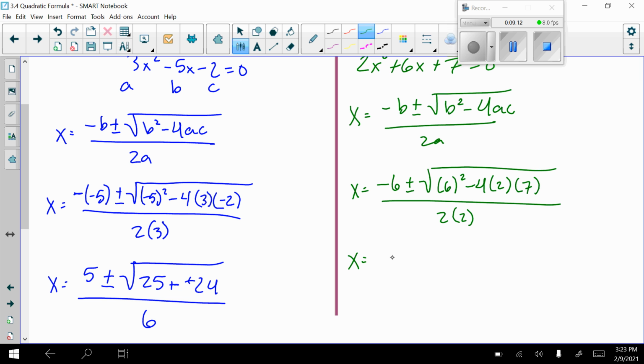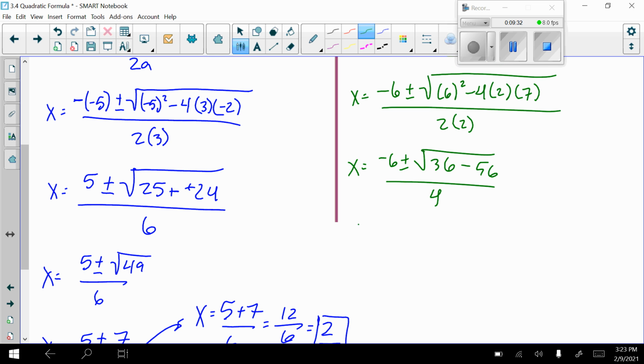X equals, we're just going to do one thing at a time. -6 plus or minus the square root of 6 squared is 36, minus 4 times 2 times 7. Put it in a calculator if you need to. 4 times 2 is 8, and 8 times 7 is 56. Over 2 times 2 is 4. Let's keep trying. X equals -6 plus or minus the square root of 36 minus 56, that's -20 over 4.